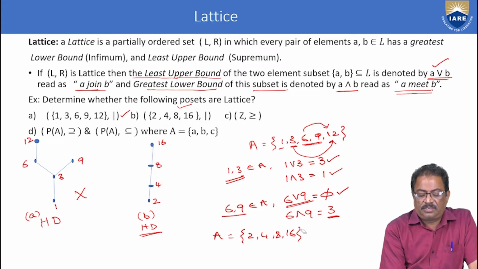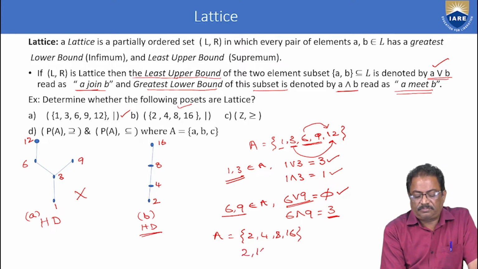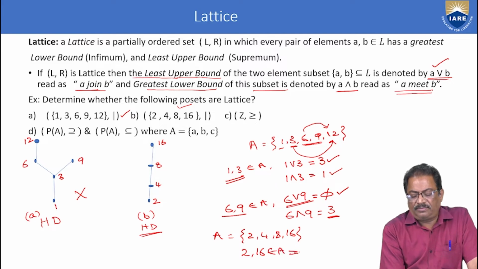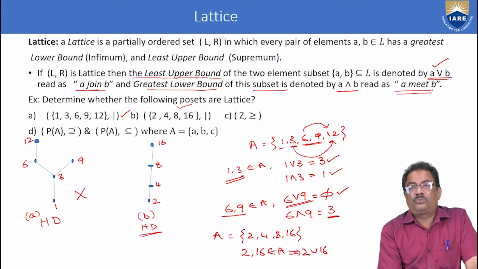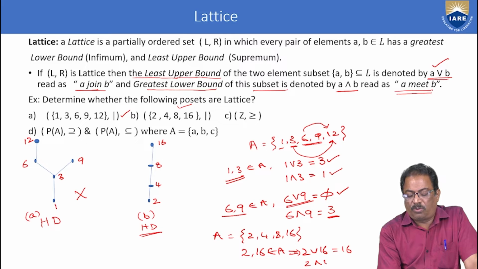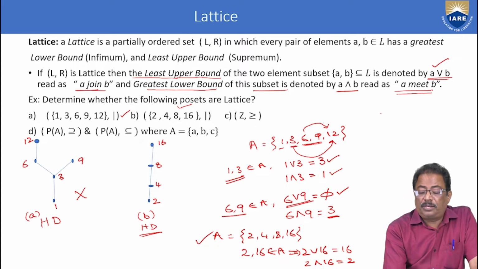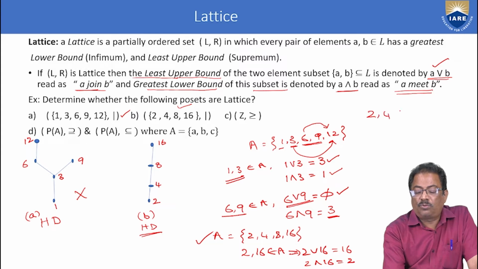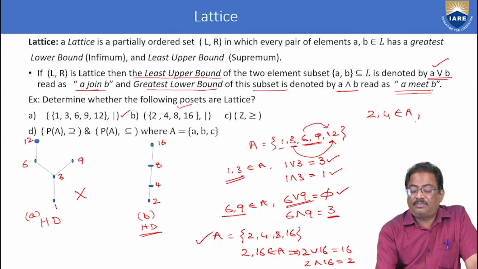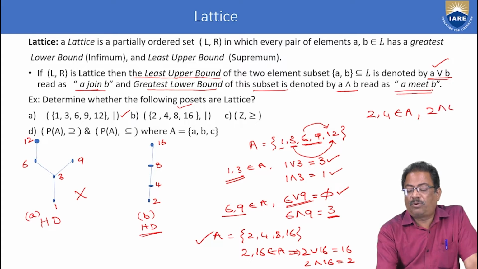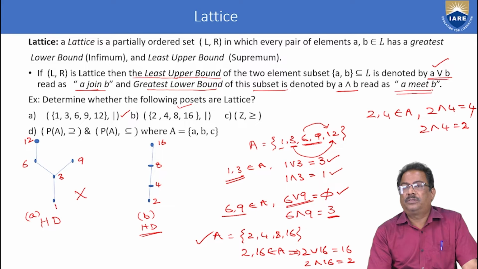That is, I am going to consider 2 and 16 belonging to A. Then what is the least upper bound of 2 and 16? Which is nothing but 16. And the greatest lower bound of 2, 16 is 2. So, I am going to take another two elements, let us say 2, 4 belonging to A. What is the least upper bound of 2, 4? I am going to get 4. What is the greatest lower bound of 2, 4? I am going to get 2.